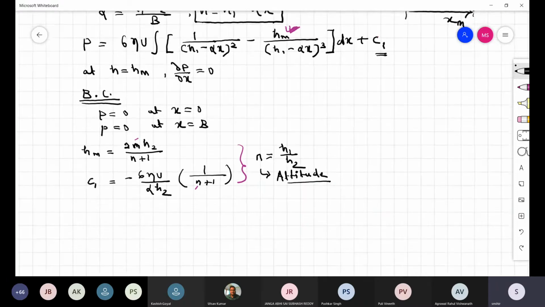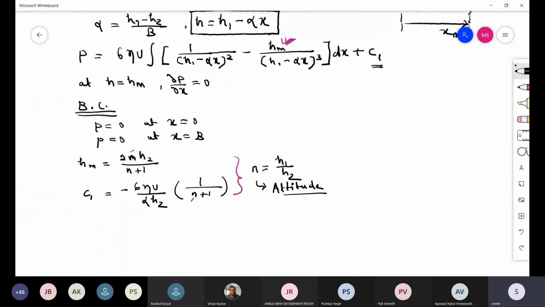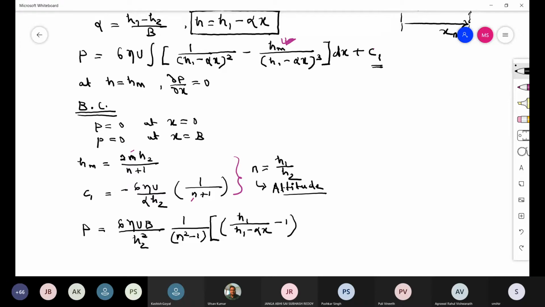Now if you substitute back these two values in the pressure equation, then you can find the final form of the pressure equation as P equal to 6 eta u b by h2 square, n square minus 1... Okay, so this is the final form of the expression that you will get if you substitute the values of hm and c1. So this is your pressure profile.